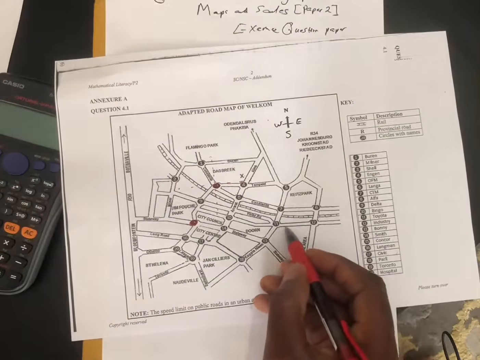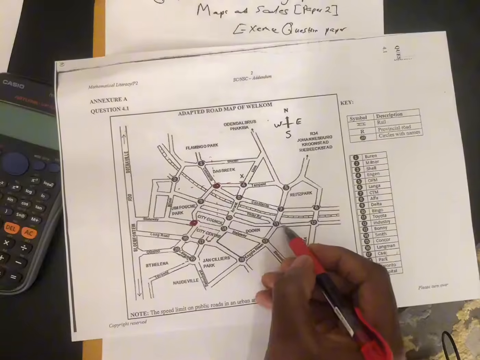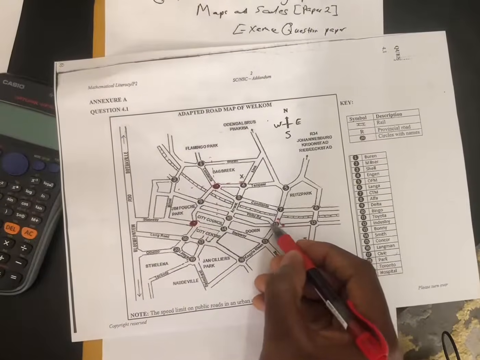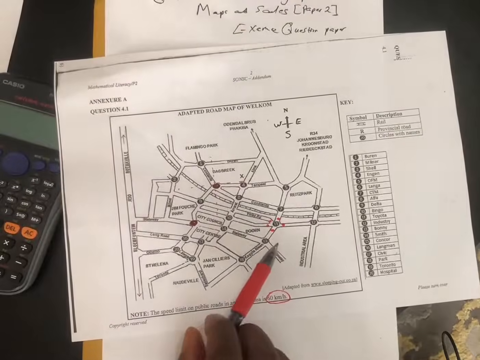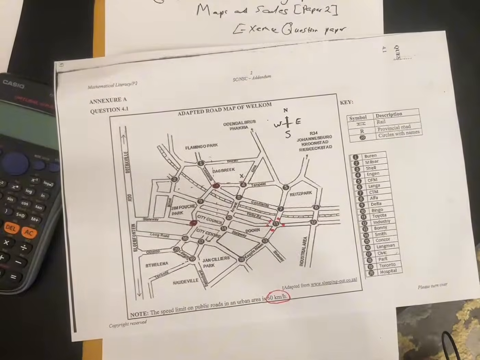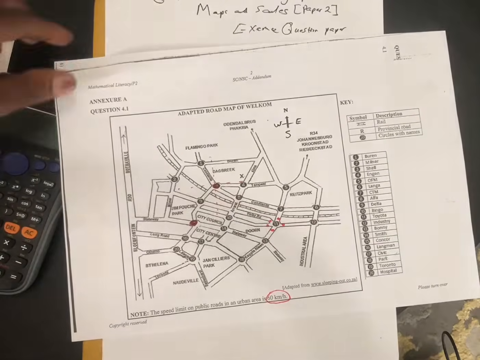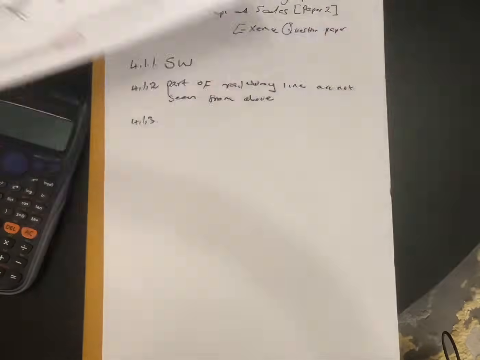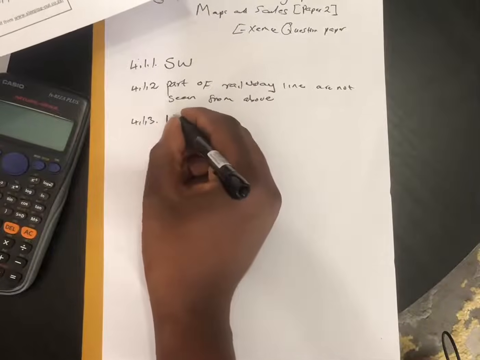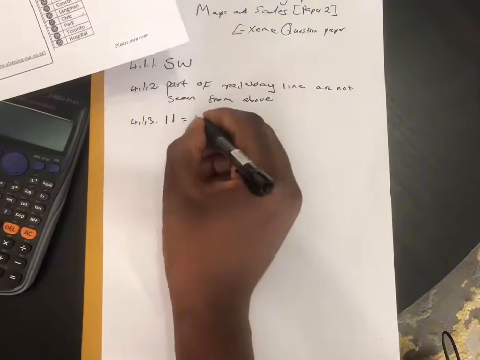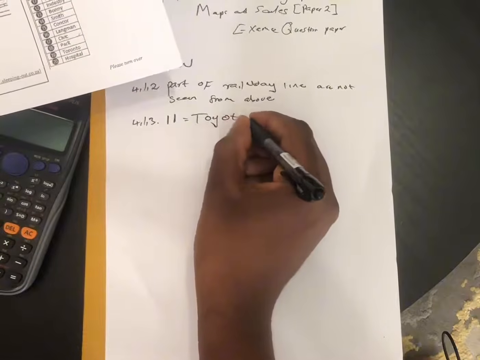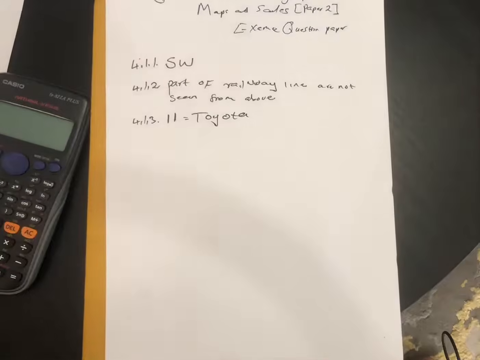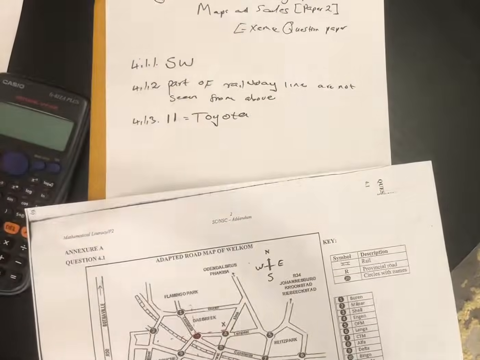Let's look at number 11. It connects 1, 2, 3, 4, 5. So if you look at circle number 11, it's the one that connects 5 roads. So obviously, when you answer this, you are going to say circle 11, which is Toyota, if you want to write it in that way. Even if you just write circle 11, you are going to get full marks for that.